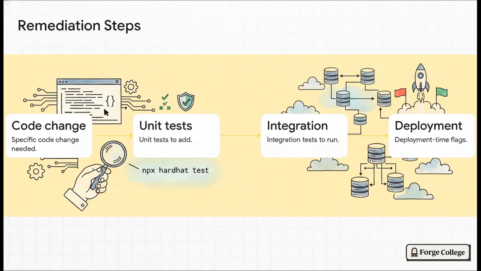So break down the recommended fix into concrete developer tasks. Step 1, the specific code change. Step 2, the unit test to add. Step 3, integration tests to run. And Step 4, deployment time flags to observe. You should even include pseudo commands like npx hardhat test so the engineering team knows exactly how to validate the remedy. Don't just tell them what to build. Hand them the exact tools to verify that it's built correctly.